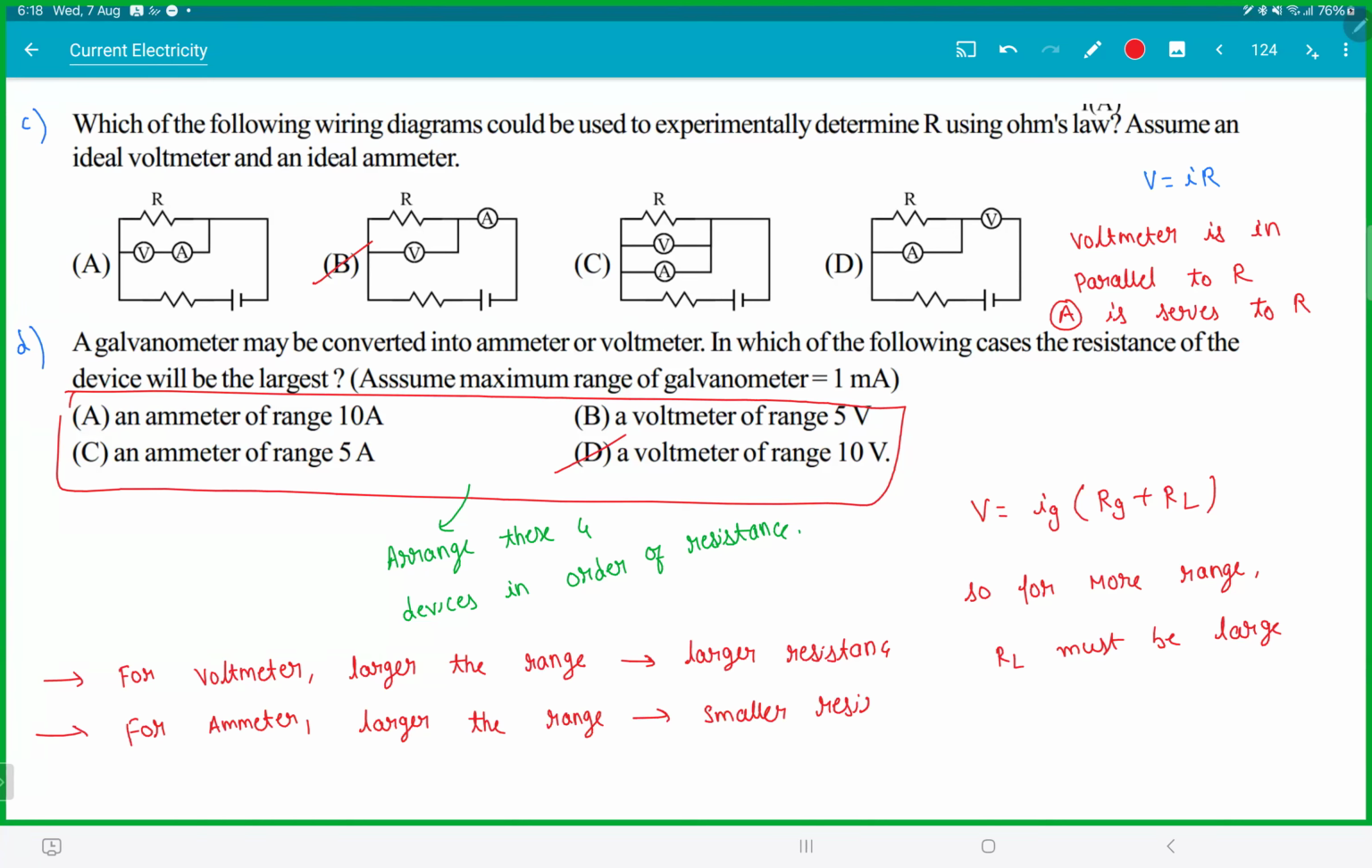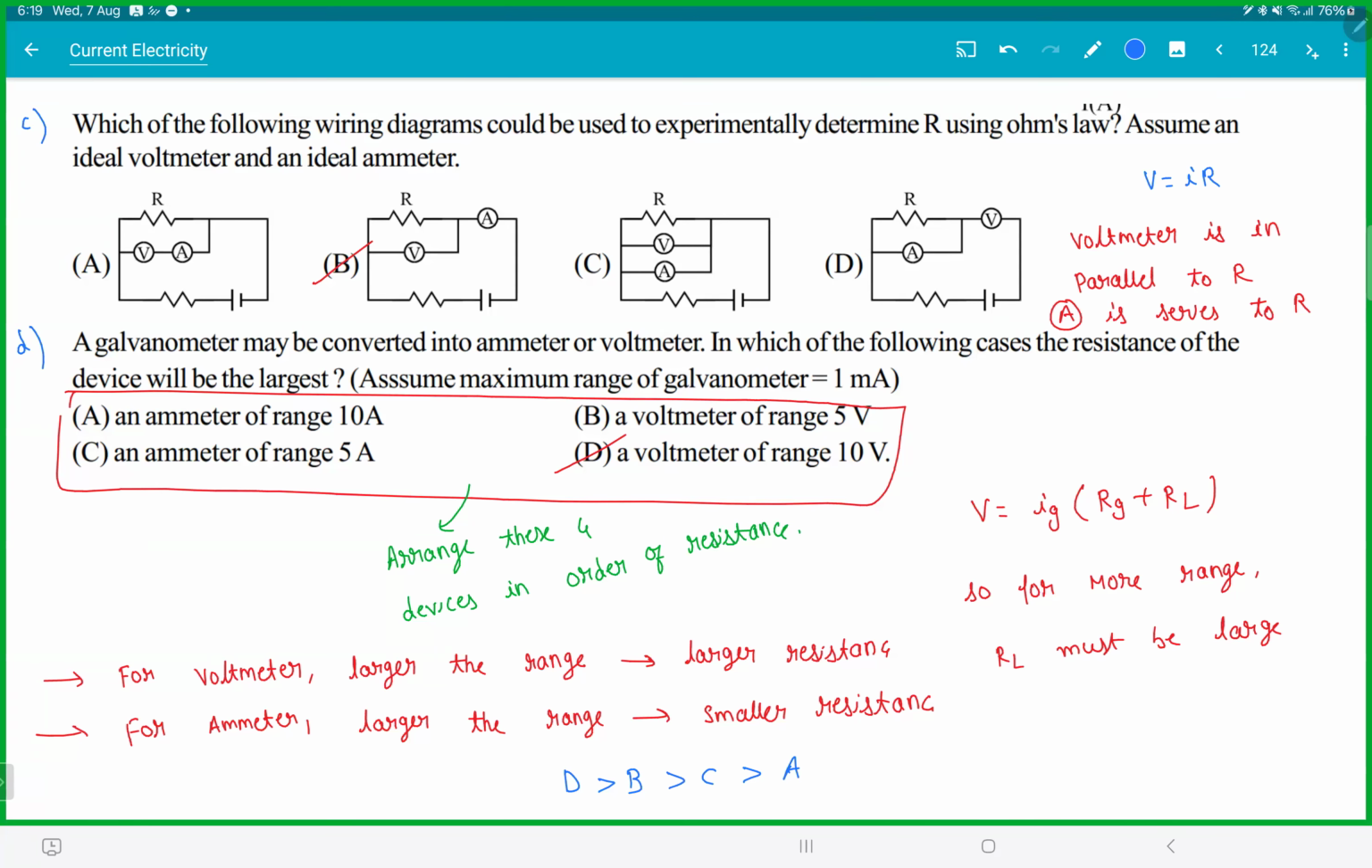So that means here, first of all, the voltmeters will have the largest resistance. Among those two, D has the larger voltage, so D is greater than B. That is the first thing. The voltmeters will have the biggest ones. So among D and B, D is the bigger one. Between A and C, A has the bigger range, meaning it has a smaller resistance. So then it will come C and then it must be A. Is this making sense, everyone? Among ammeters, the one with the biggest range has the smallest resistance. So between A and C, A is the smallest. Between D and B, D is the biggest. And voltmeters are definitely greater than ammeters. So DBCA.